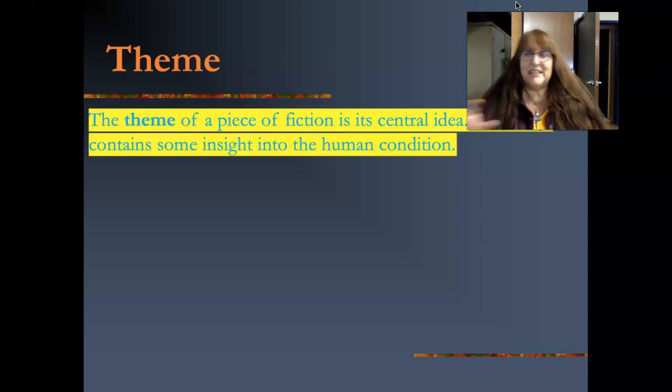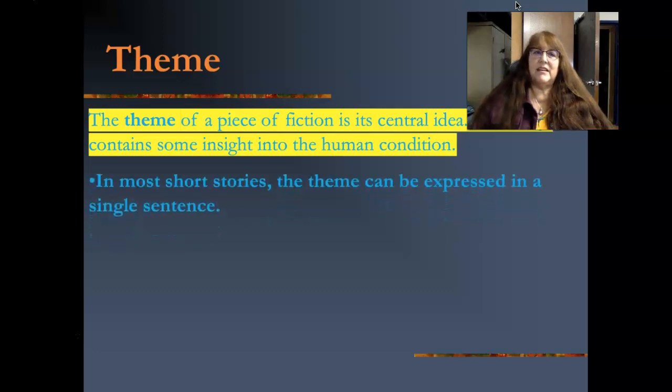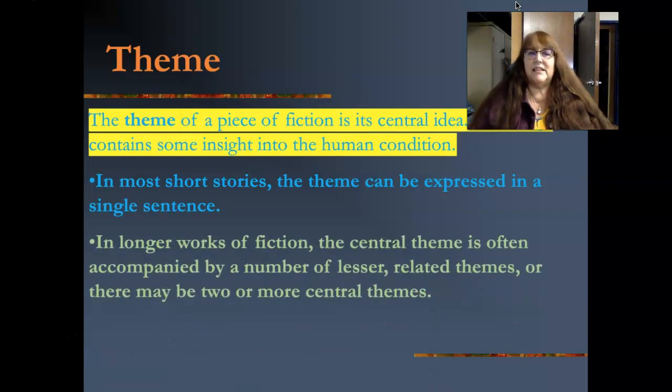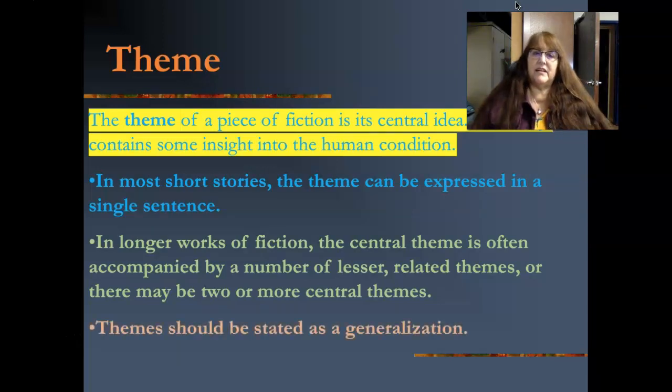Themes everywhere. So many themes. There's never just one theme. There's major themes. There's minor themes. It's the central idea of the story, and it usually has some insight into the human condition. In most short stories, the theme can be expressed in a single sentence because it's a short story. In longer works of fiction, the central theme is often accompanied by a number of lesser related themes, and there may be 2 or even more central themes. Themes should be stated as generalizations. So, it's a big picture.